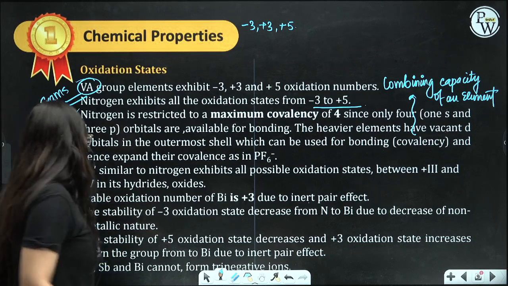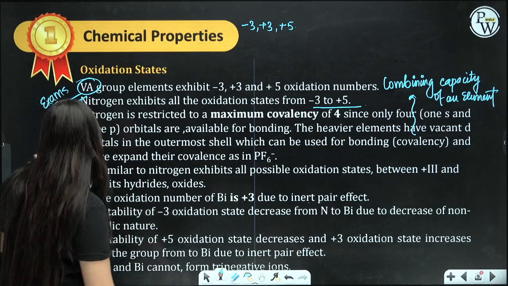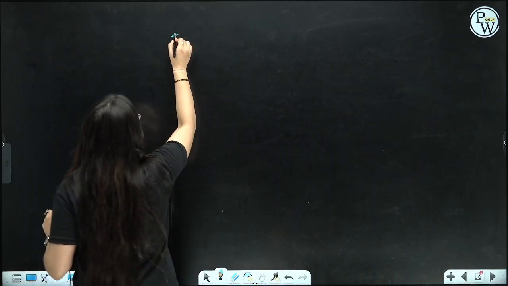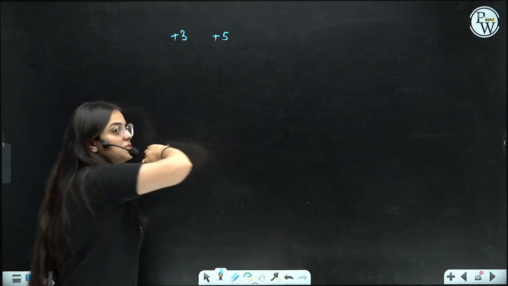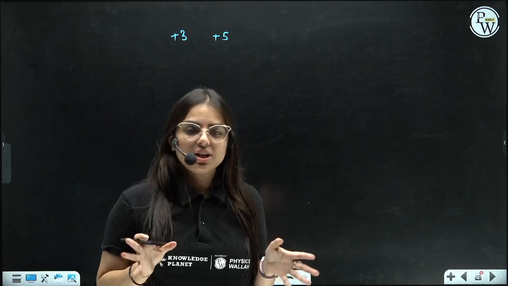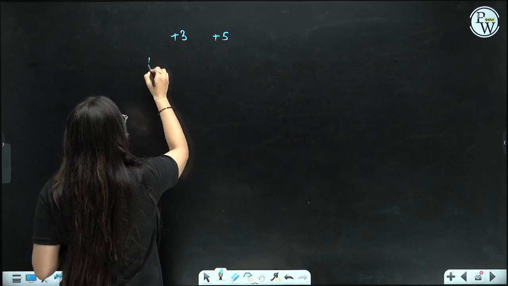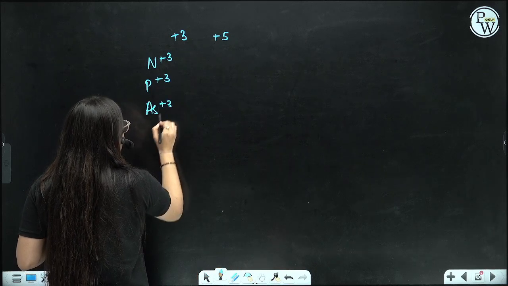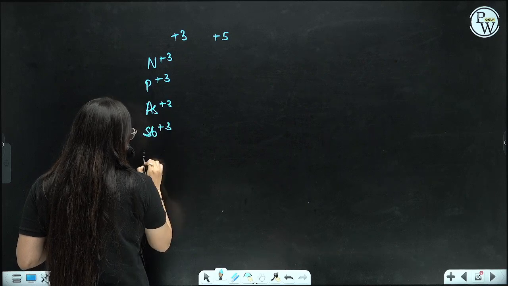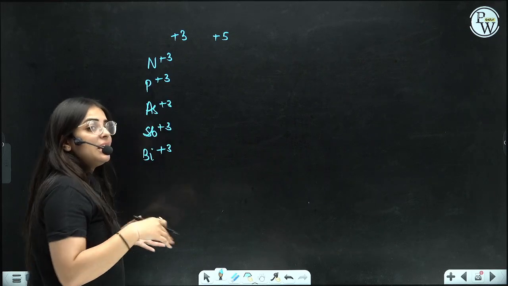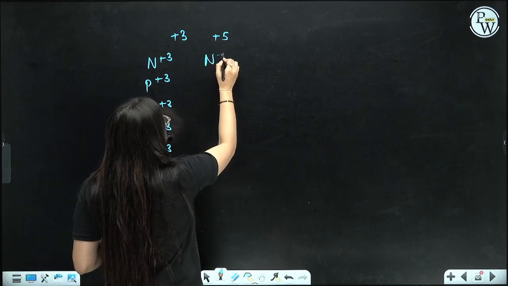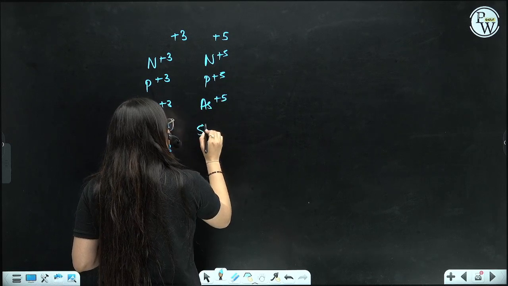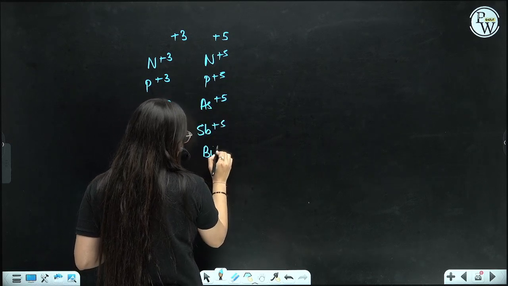This is also an important part which I'm going to explain. What I'm explaining is a very simple part, but you should know it. As I've told you, they can exhibit +3 and +5, even the -3 oxidation state, but in general +3 and +5 are exhibited by each and every member. So nitrogen, phosphorus, arsenic, antimony and bismuth can each be in the +3 oxidation state. Similarly, I can write it for the +5 oxidation state: nitrogen, phosphorus, arsenic, antimony and bismuth with +5.